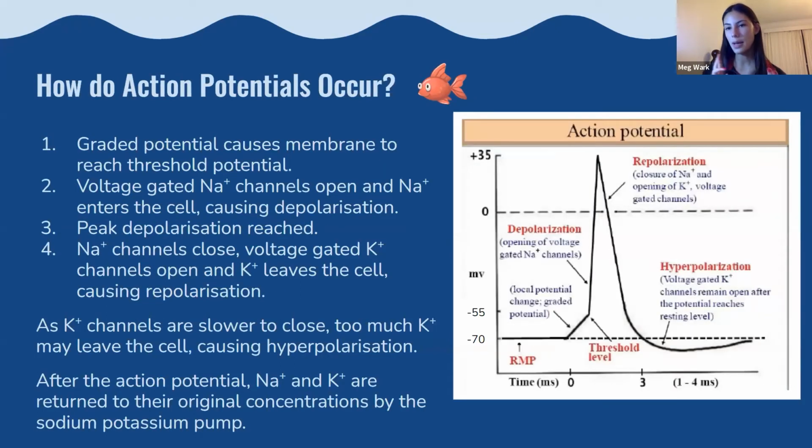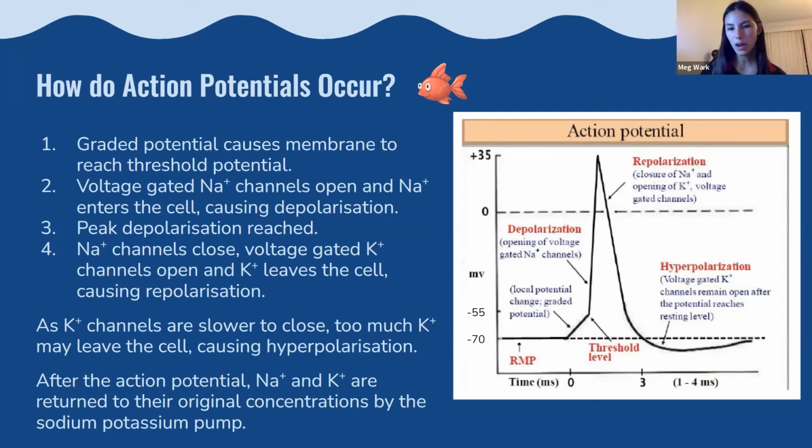So those 2 types of voltage-gated channels, they aren't usually used when the cell is just at its normal resting membrane potential. These only come into play when an action potential occurs. So how do action potentials occur? Firstly, you've got your graded potential, which causes the membrane to reach threshold potential.